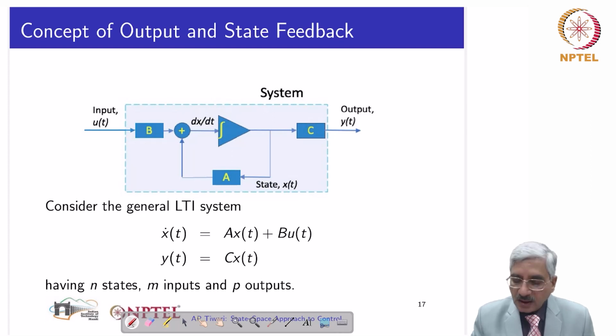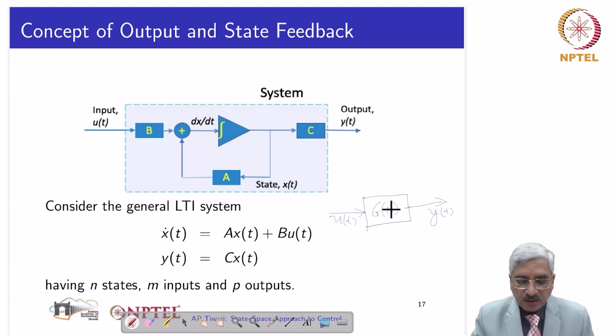So in the conventional approach, let me recall that a system used to be described something like this. This is the input, U, and this is the output, Y, and this is the system which was mostly represented by a transfer function G(s). Now in this, these internal variables are not visible.